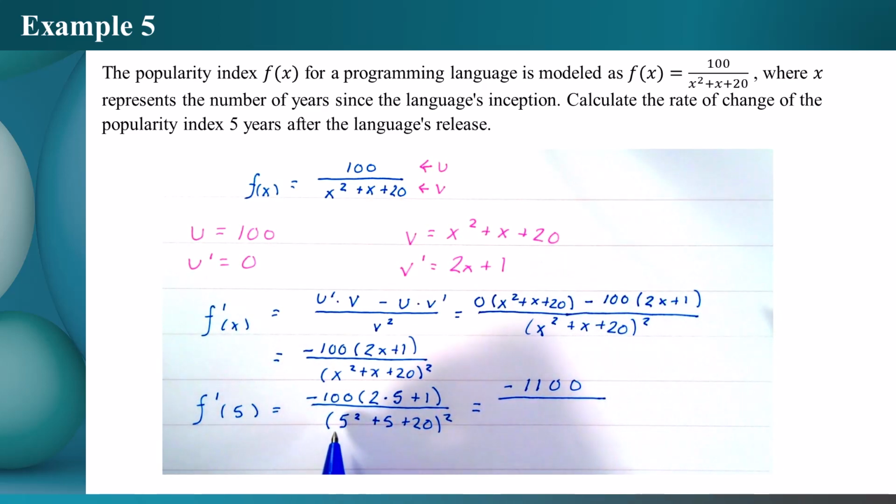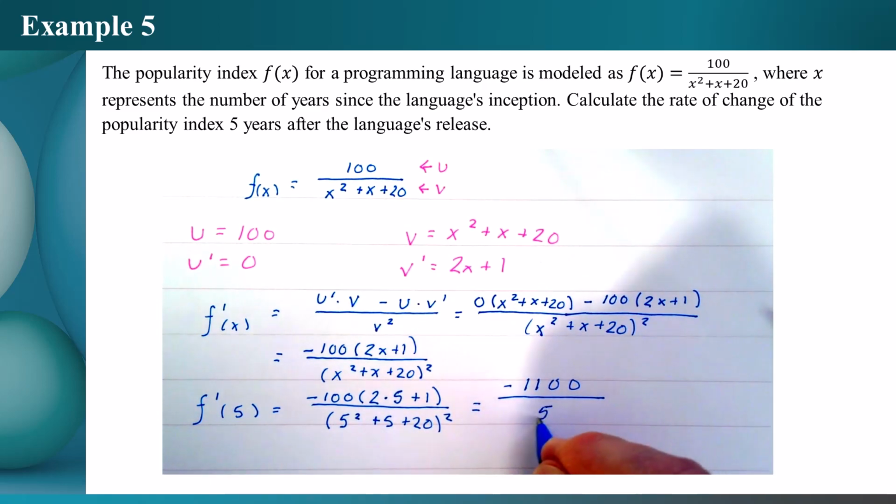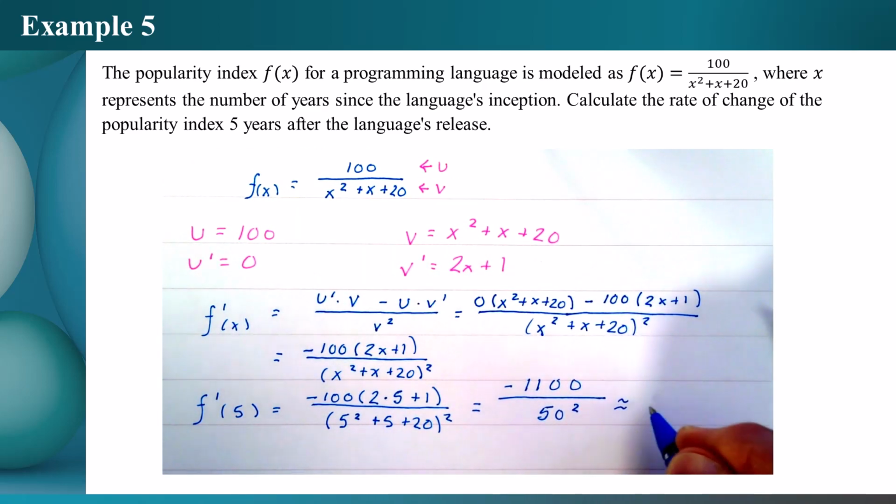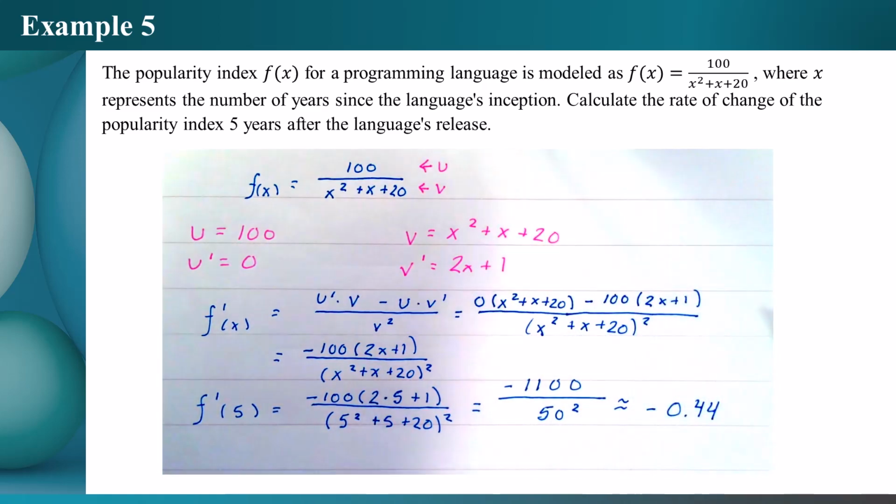And down here we have 5 squared, which is 25. Add 5 to that gives me 30. 30 plus 20 gives me 50. So I have 50 squared in the denominator. And I'm just going to plug this right into the calculator. Looks like what we're going to get here is somewhere around negative 0.44. So the rate of change of the popularity index 5 years after the language's release is negative 0.44.